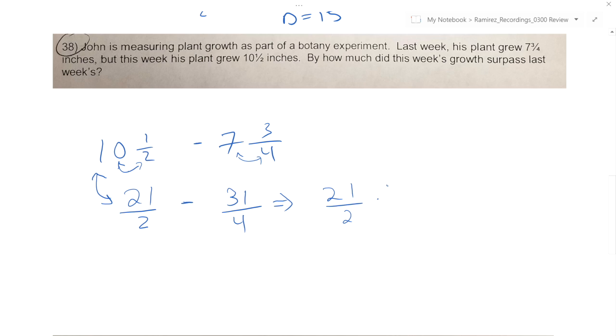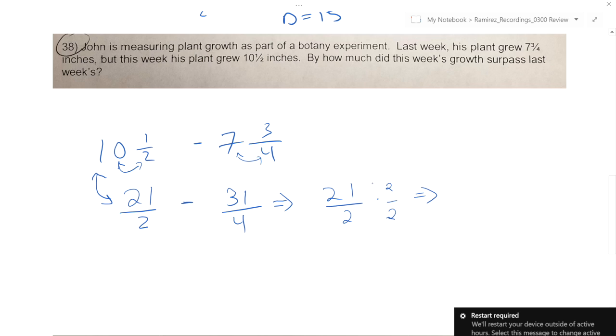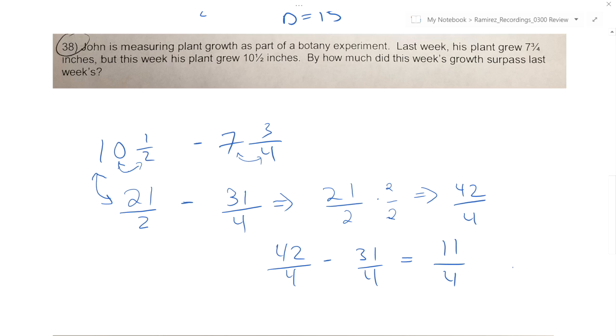So we have to find the same denominator. So we're going to have to multiply 2 on the numerator, and 2 in the denominator. And so now our fraction will turn into 42 over 4. And then now we can go ahead and subtract both of them. 42 over 4 minus 31 over 4. That's going to give us 11 over 4.